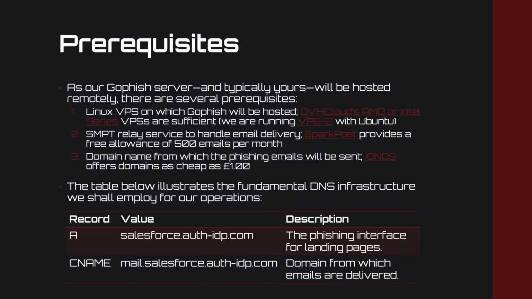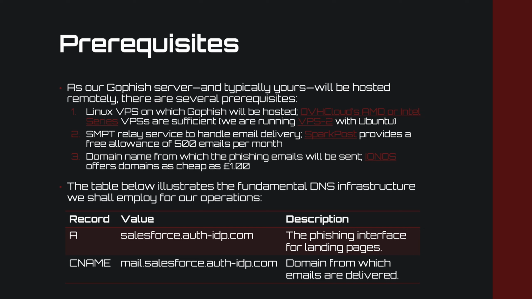Another thing we will need is an SMTP relay service, which will handle email delivery from Gophish to our targets. Again, there are numerous providers out there. However, SparkPost provides us with a free allowance of 500 emails per month, which is more than enough in this case.